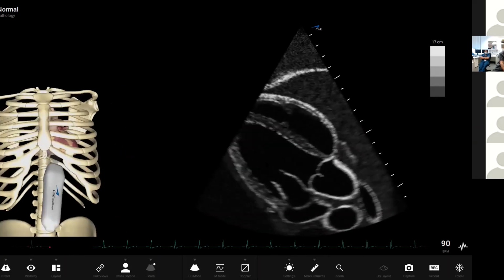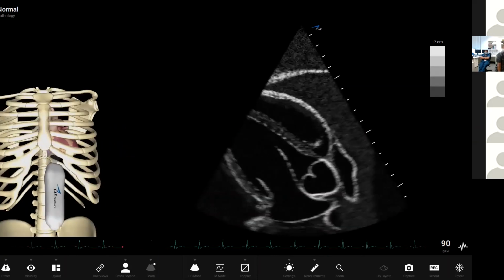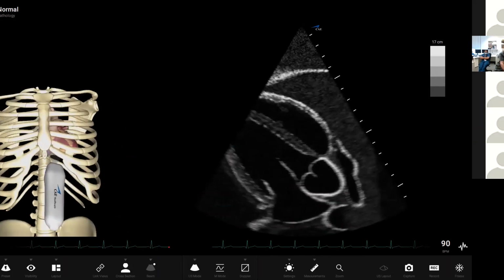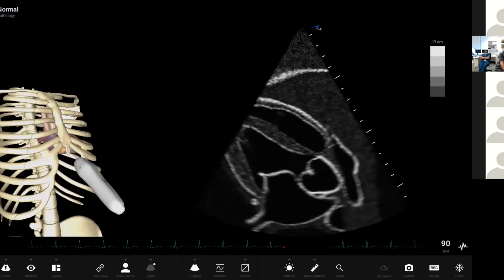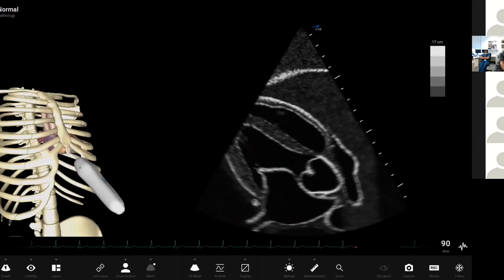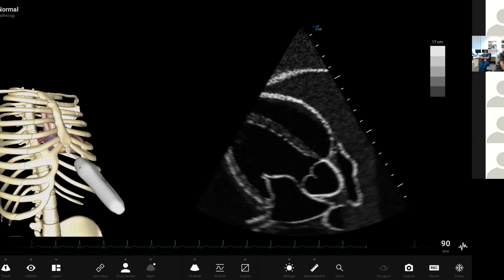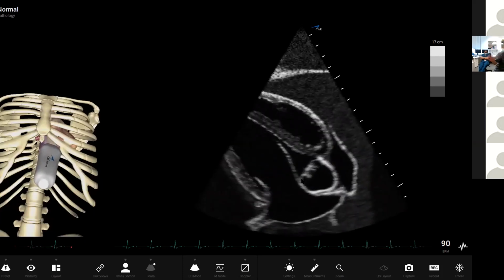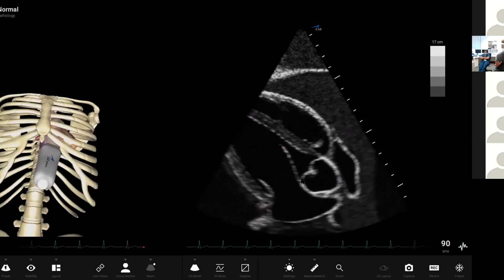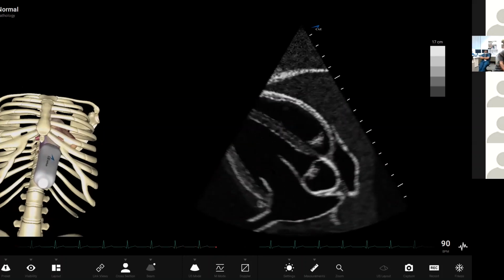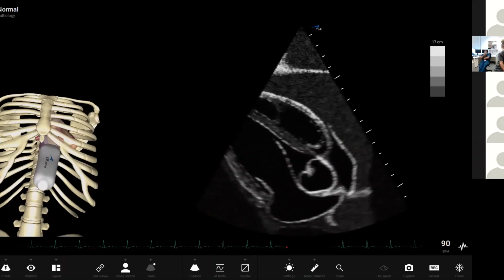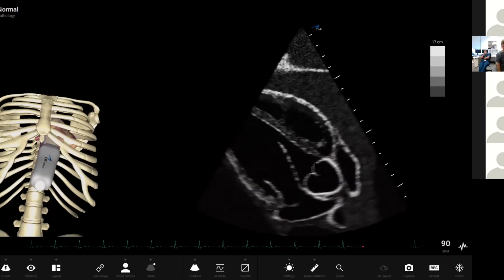So you can see I'm in the subcostal position and I'm round with my knob pointing towards the right shoulder. So I'm still in that standard view and I am massively off axis, no doubt. But you can still start to get views of the aortic valve and the mitral valve.